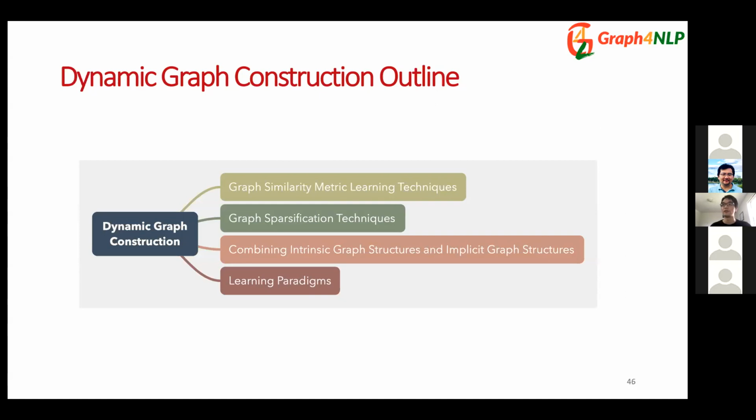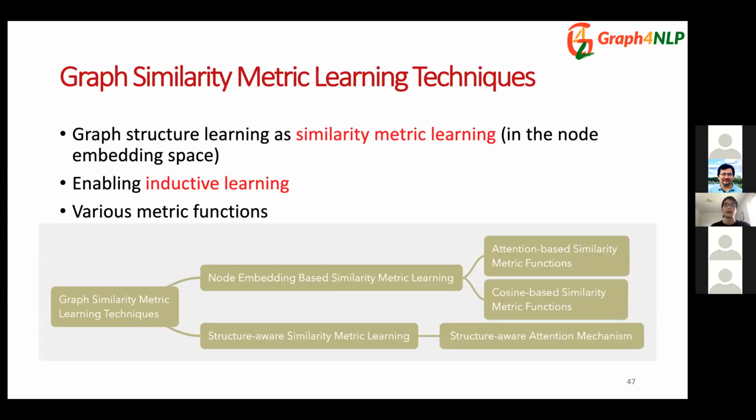Next, we will introduce each of the four dynamic graph construction techniques, which we summarize from the existing practice of their applications in the NLP field. These include graph similarity metric learning techniques, graph sparsification techniques, combining intrinsic graph structures and implicit graph construction, and various learning paradigms for dynamic graph construction. The idea of graph similarity metric learning is to compute the pairwise node similarity in the node embedding space, and obtain an adjacency matrix based on that.